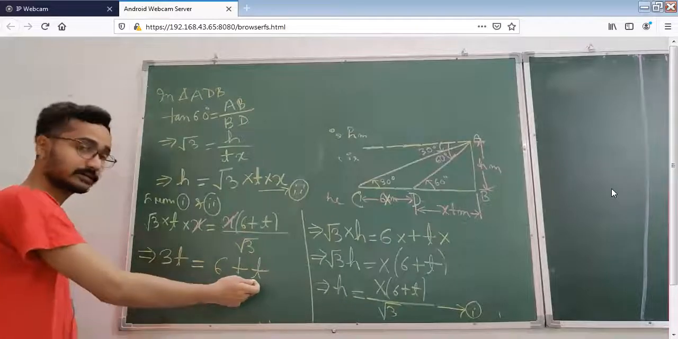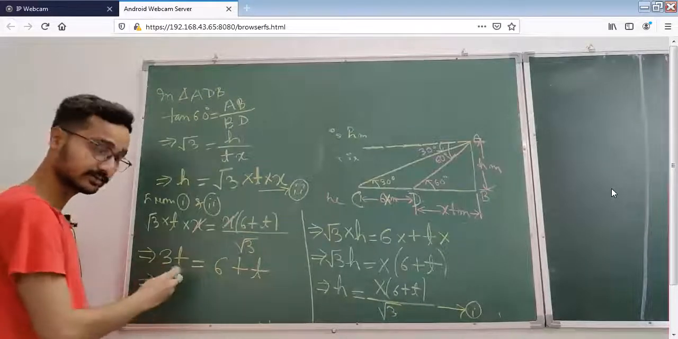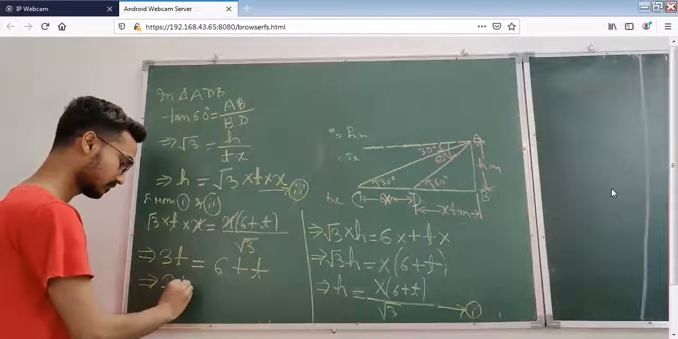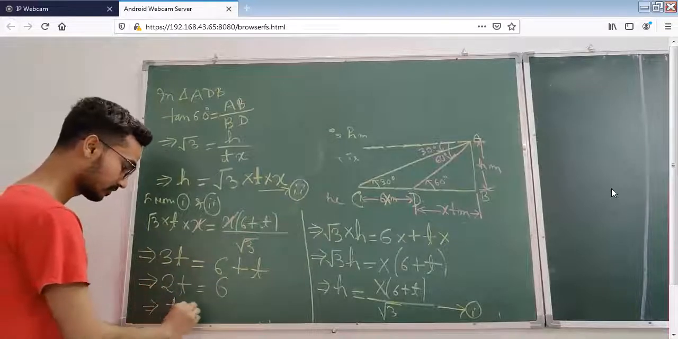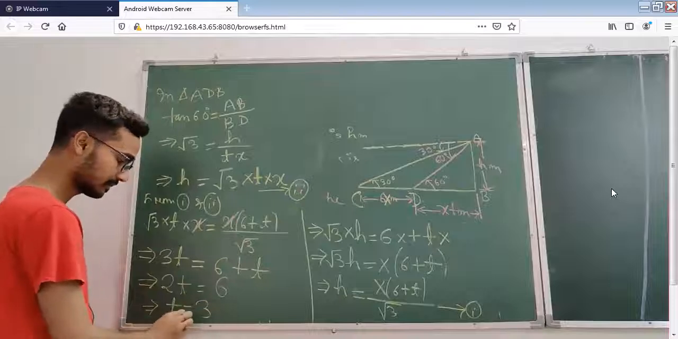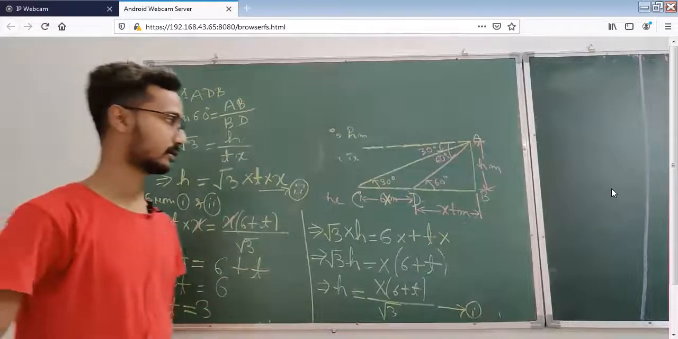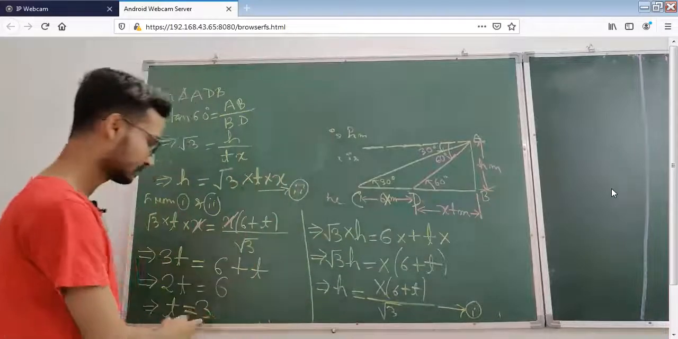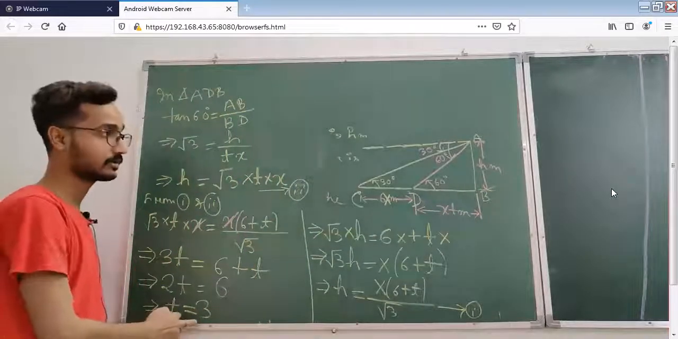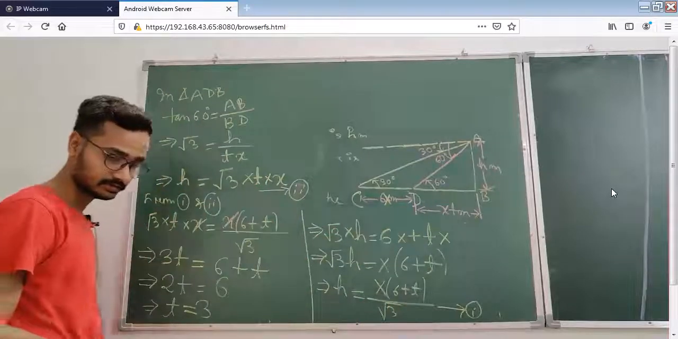Now if you take this t to the left hand side, it will be 3t minus t, so it will be 2t. So 2t will be equal to 6. Now your t will be equal to 3. That means the time required for the car to move from point D to point B is 3 seconds. Yes or no? This is the time required for the car to move from point D to point B.